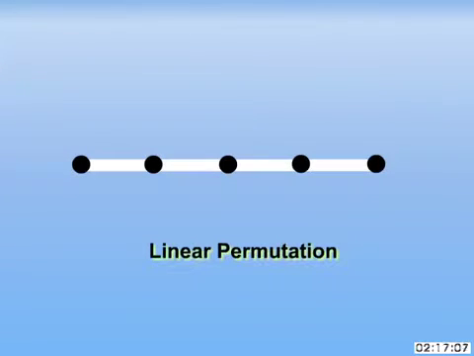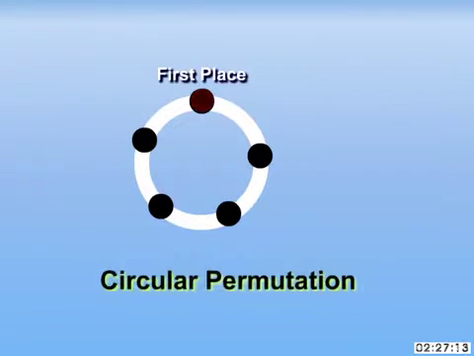The permutation in a row or along a line has a beginning and an end. But there is nothing like beginning or end or first and last in a circular permutation. In circular permutations, we consider one of the objects as fixed and the remaining objects are arranged as in linear permutation.